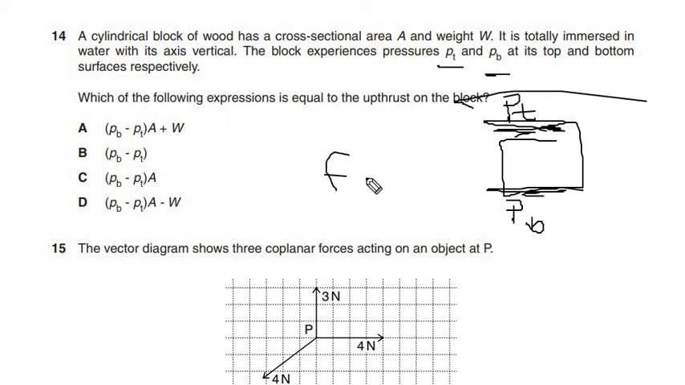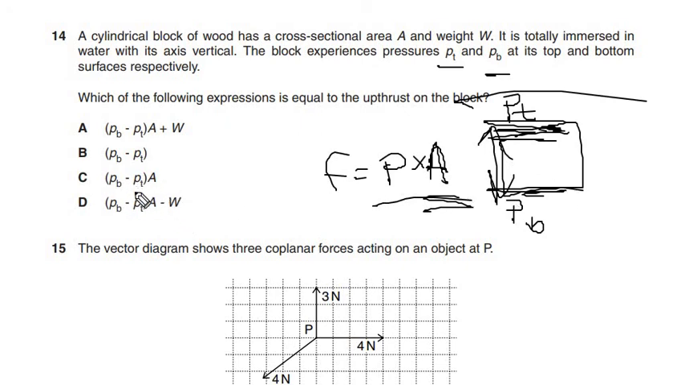We know force is equal to pressure times area, right? So the difference between the pressures is what's causing upthrust. It's going to be PB minus PT, and you have to multiply this by the cross-sectional area on which it's acting, so that you can find the force acting on it. The difference between these two forces is going to be the upthrust.